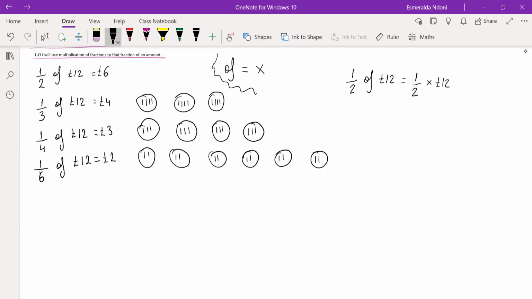This is your very important top tip. So what I need you to do, I need you to pause the video and copy down the top tip and also the example that I have done here.